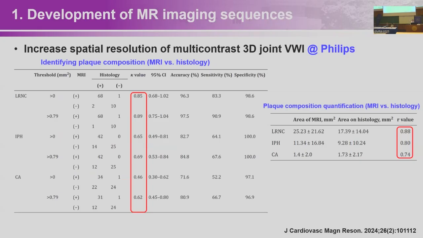We validated this imaging protocol by histology, qualitatively and quantitatively evaluating the plaque features. There is a moderate to strong agreement between joint vessel imaging and histology. But we only validated this technique at the carotid artery vascular bed.